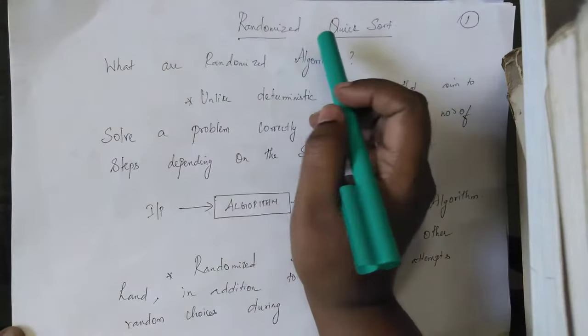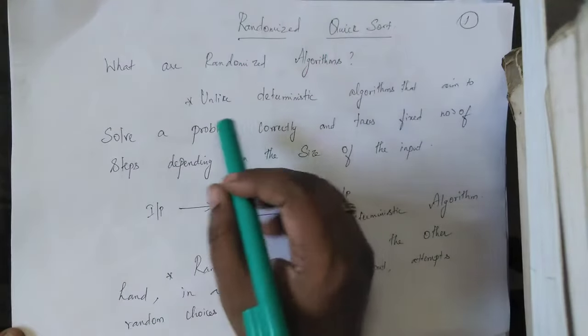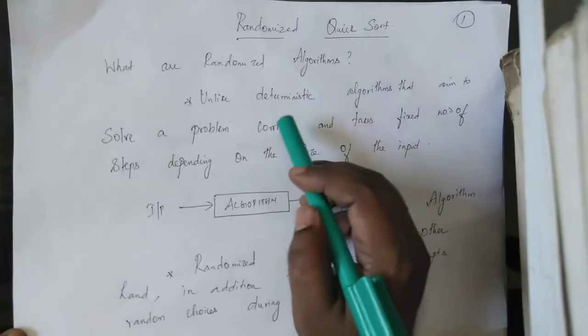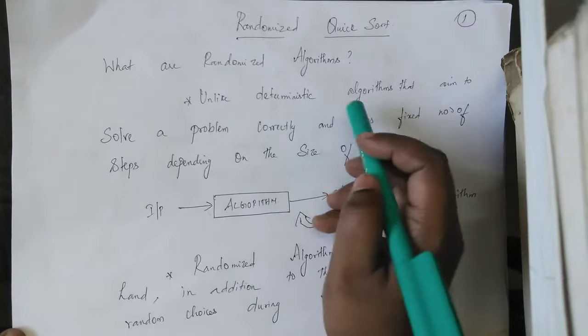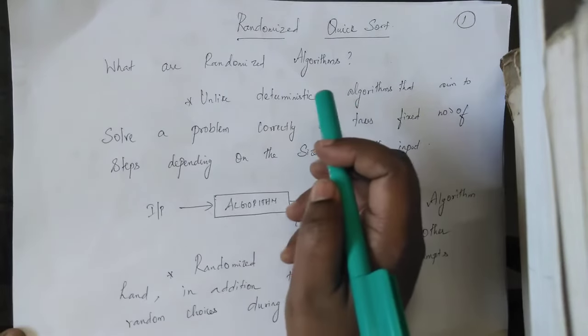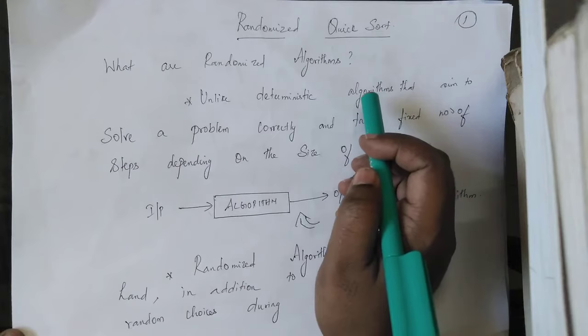Hello all, today we are going to see about randomized quicksort. First we need to understand what randomized algorithms are. Randomized algorithms, unlike deterministic algorithms, of which we have seen so many. In fact, whatever algorithms we have seen so far are deterministic.